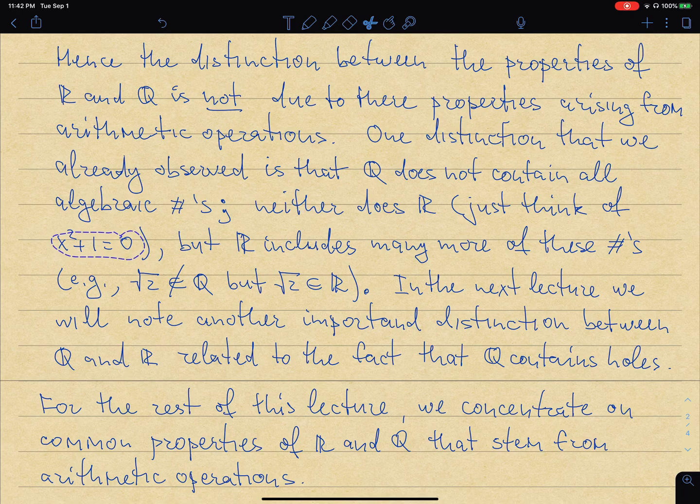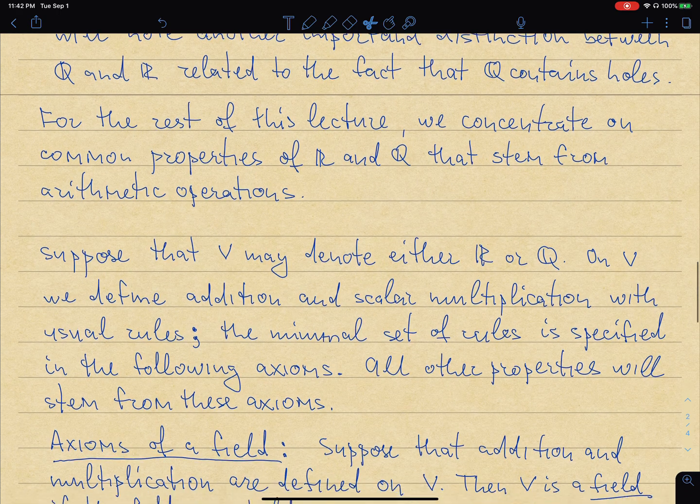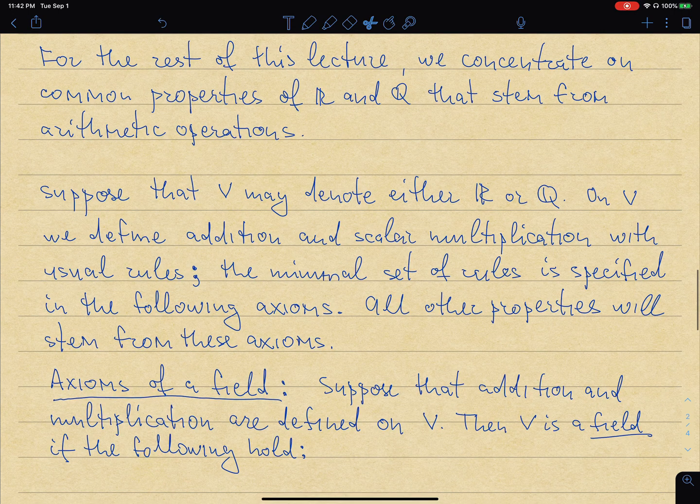And in fact, next time we will discuss a different way in which these holes actually affect the properties of R versus properties of Q. So R will differ from Q in one additional way, not just in terms of including more algebraic numbers, but in one additional way that I will describe in the next lecture. So for the rest of this lecture, we're going to concentrate on things that are common to Q and R. So in particular, I can look at the various arithmetic operations on Q and R, and they work in the same way.